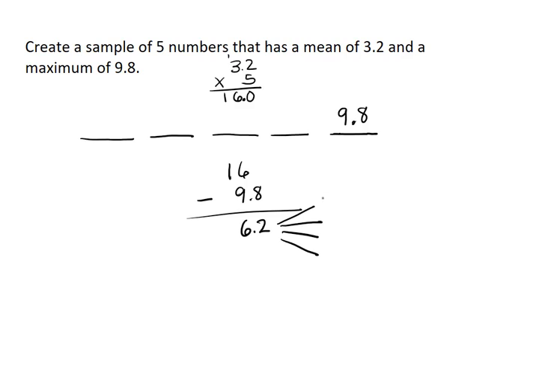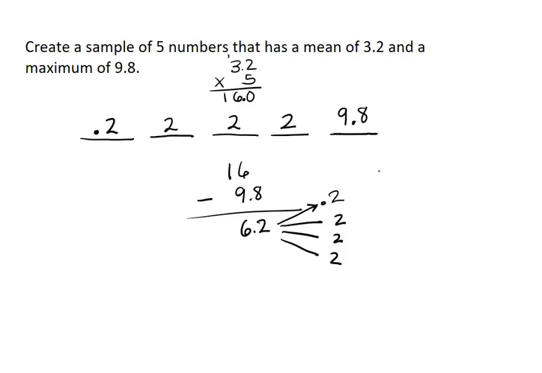So let's just start with 0.2. If I took 0.2 away, that would give me 6 as a remainder. It doesn't say that I can't repeat digits, so I could say 2, 2, and 2 for the other values. This would give me a mean of 3.2 and a maximum of 9.8. So I could say 0.2, 2, 2, and 2. This would give me a sum of 16 and a mean of 3.2.